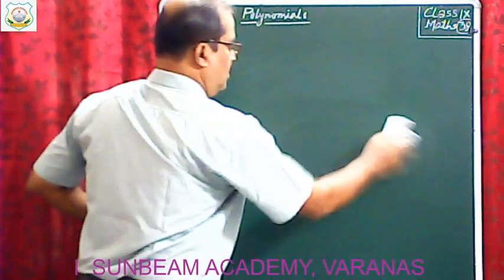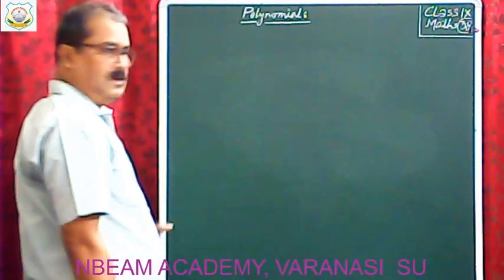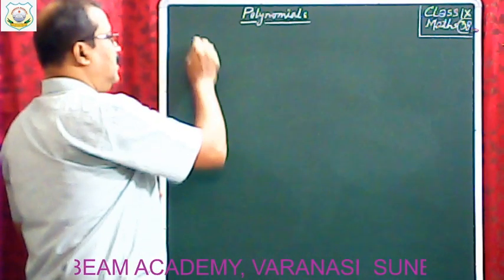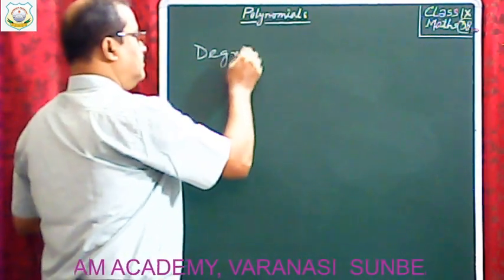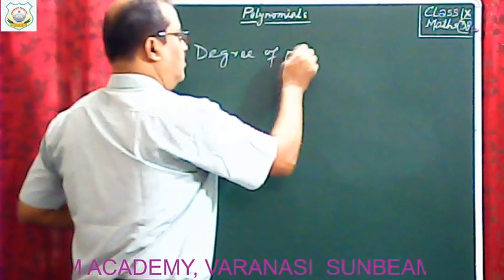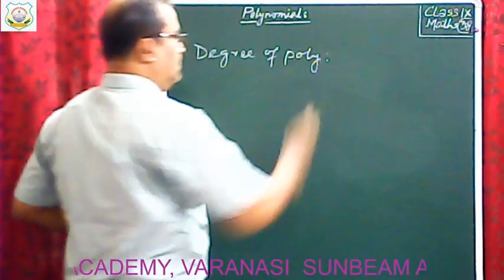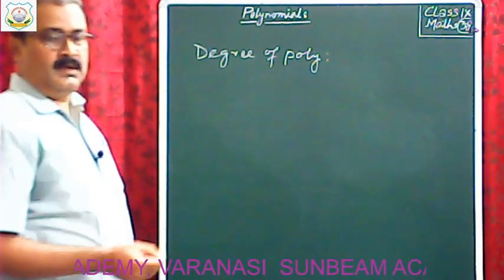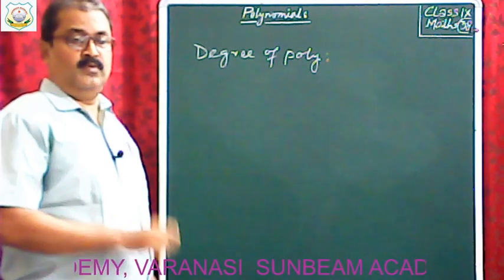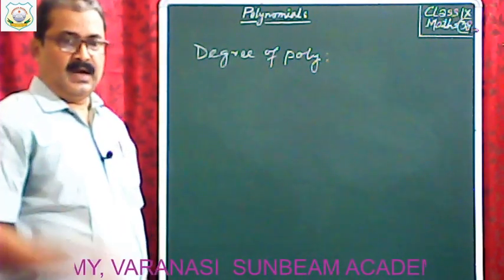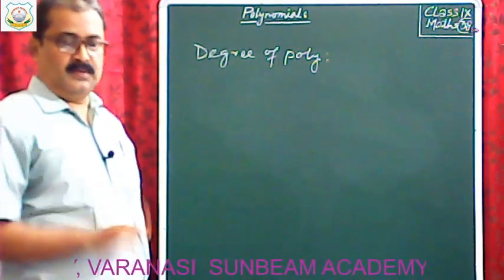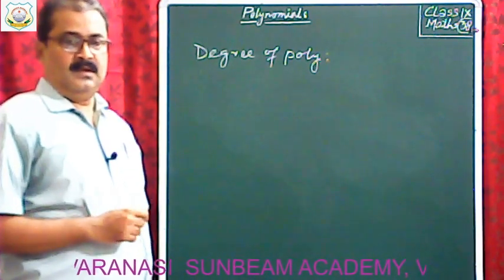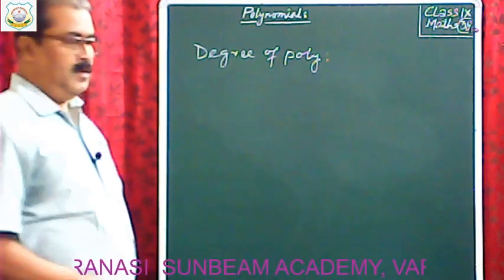on the basis of terms and on the basis of degree. Clear? The degree of polynomial. The highest power of the term of the given polynomial is the degree of the polynomial.